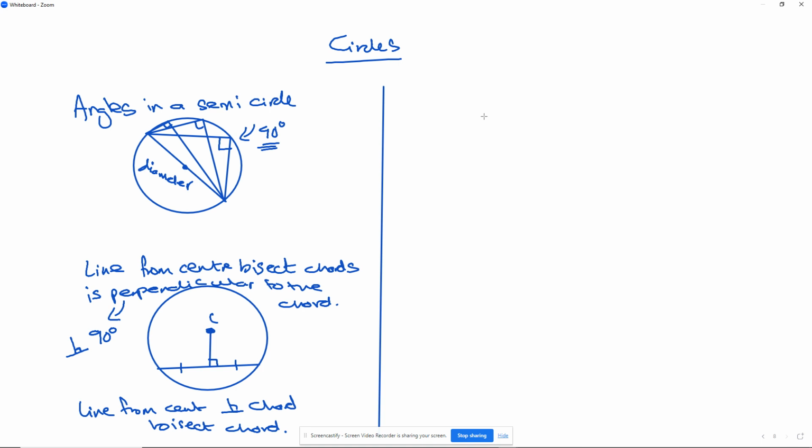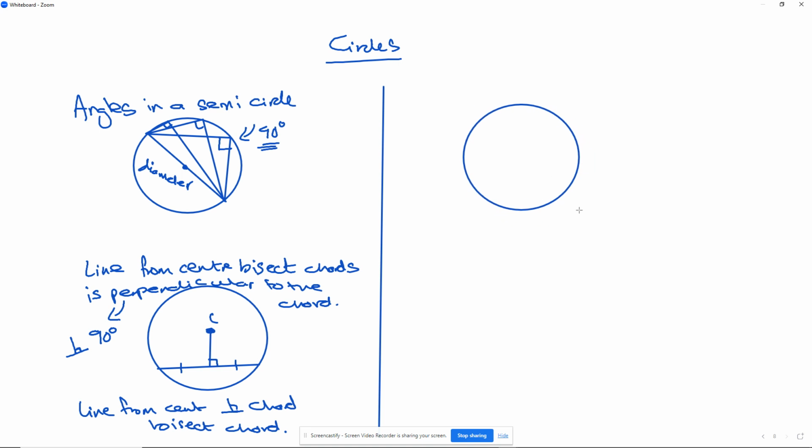So we've got angles in a semicircle, we've got angles at the center, bisects the chord, will also be perpendicular, and a line perpendicular to a chord bisects the chord as well. So those are two pretty simple examples.